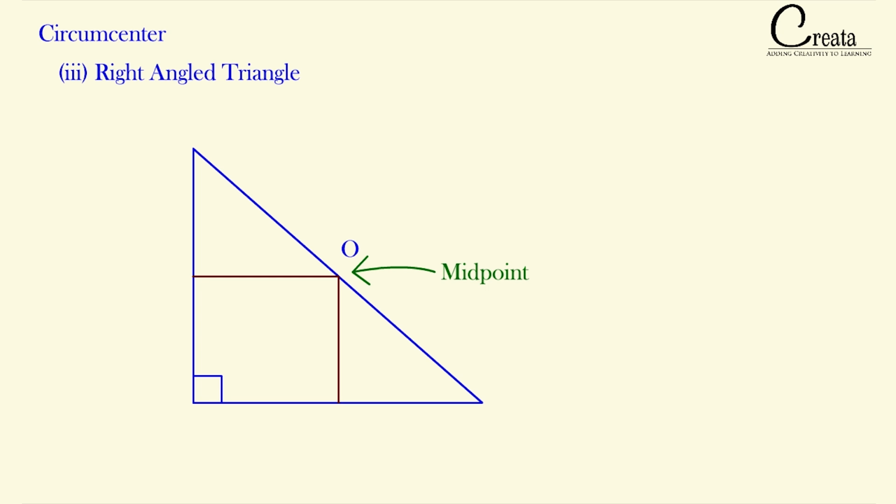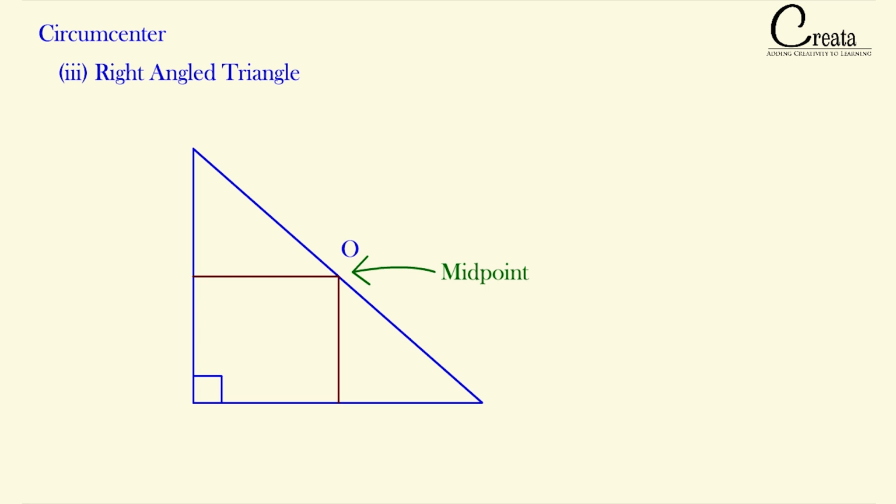So this is the fundamental for a right angle triangle. The circumcenter lies on the midpoint of the hypotenuse. You can take any right angle triangle, the circumcenter will always lie on the midpoint of the hypotenuse. Got the fundamental? Are you able to compare this fundamental with the fundamental that we have covered in the median?